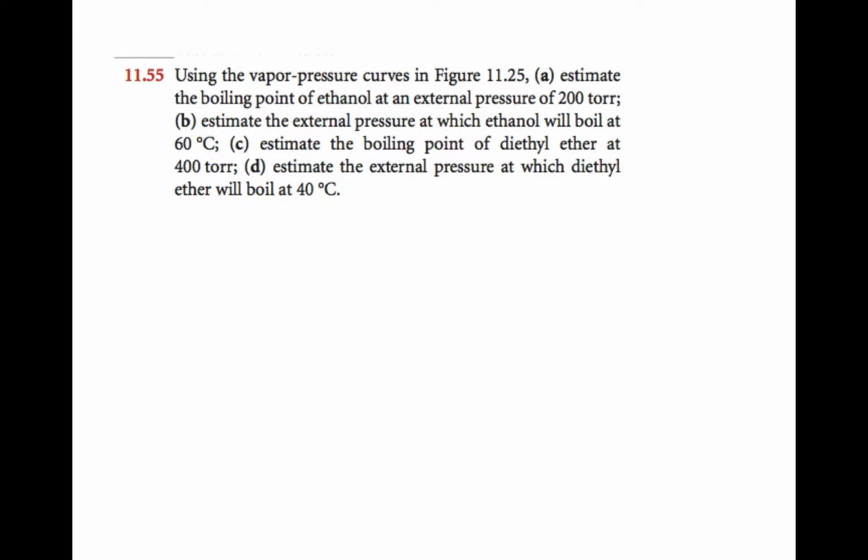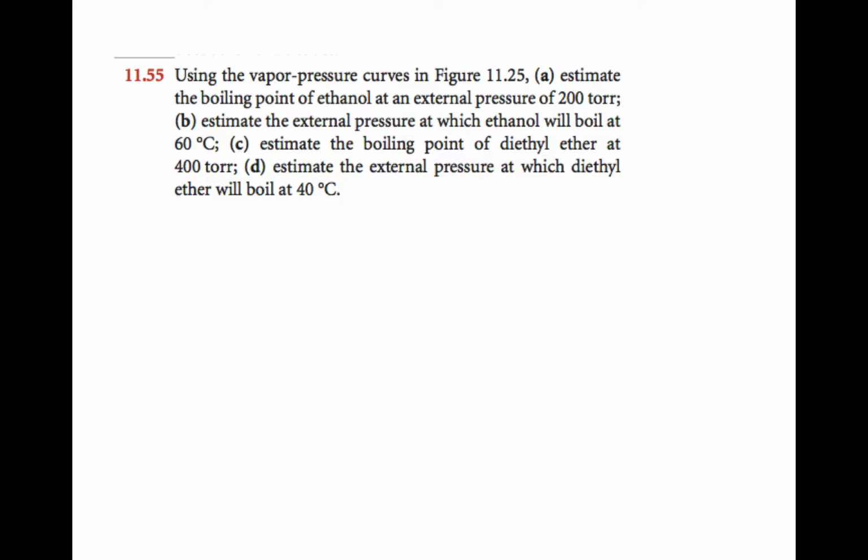Using the vapor pressure curves in figure 11.2.5, A, estimate the boiling point of ethanol at an external pressure of 200 torr. B, estimate the external pressure at which ethanol will boil at 60 degrees Celsius. C, estimate the boiling point of diethyl ether at 400 torr. And D, estimate the external pressure at which diethyl ether will boil at 40 degrees Celsius.